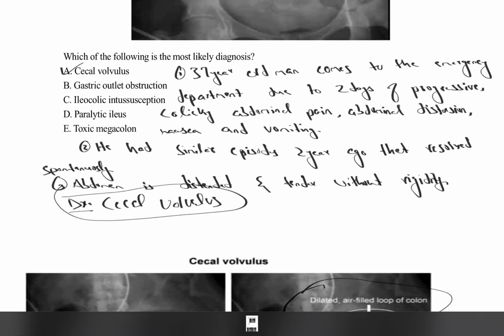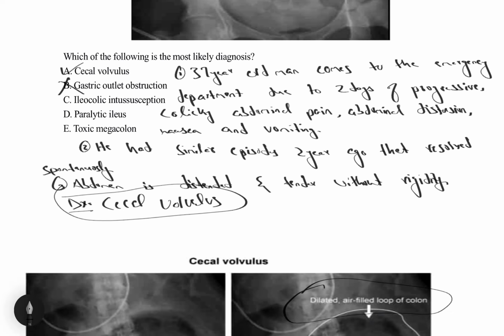Come to the incorrect ones. Gastric outlet obstruction. A patient with gastric outlet obstruction typically reveals an enlarged gastric bubble with depressed bowel distally. Choice C, ileocecal intussusception. Ileocecal intussusception on X-ray typically reveals multiple dilated small bowel loops with air-fluid levels.